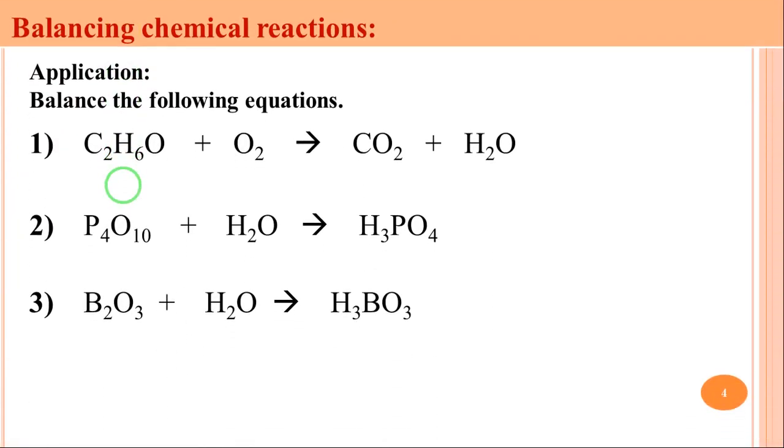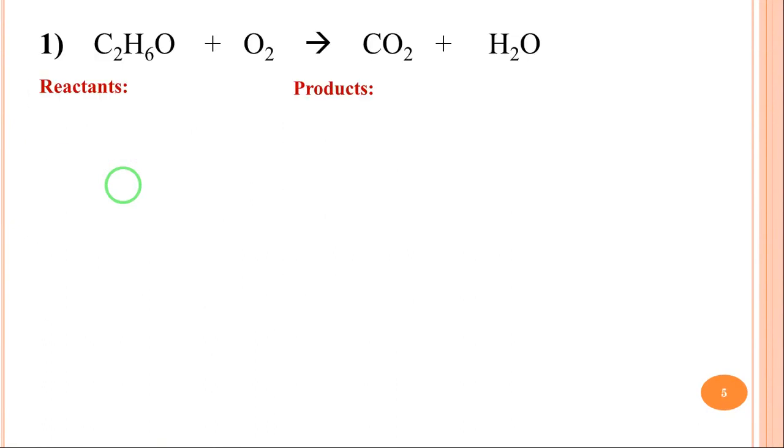So let's start balancing the following equations. We will start with number 1: C2H6O plus O2 gives CO2 plus H2O. We will start counting the number of each element in the reactant side and in the product side.